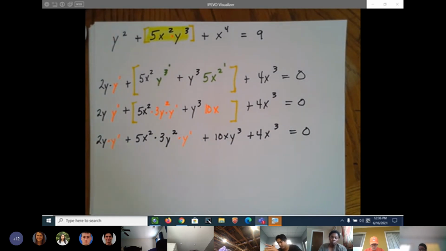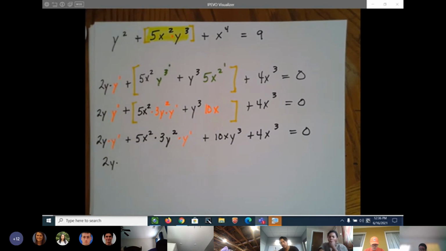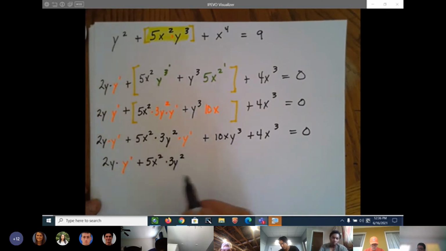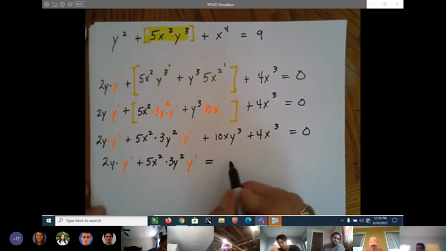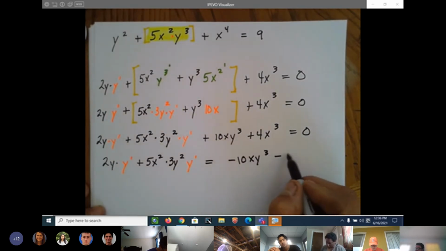So I'm going to write 2y times y prime plus 5x squared times 3y squared times y prime is equal to negative 10xy cubed minus 4x cubed.